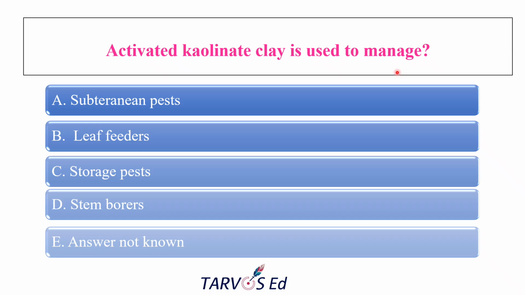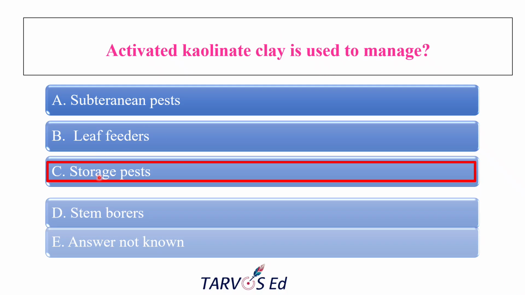And abrasion is also one of the reasons. What is abrasion? The sharp edges of these particles abrade the cuticle, so that water loss will occur. It also blocks the spiracles, so that it prevents respiration and feeding as well. And the correct answer is storage pests.